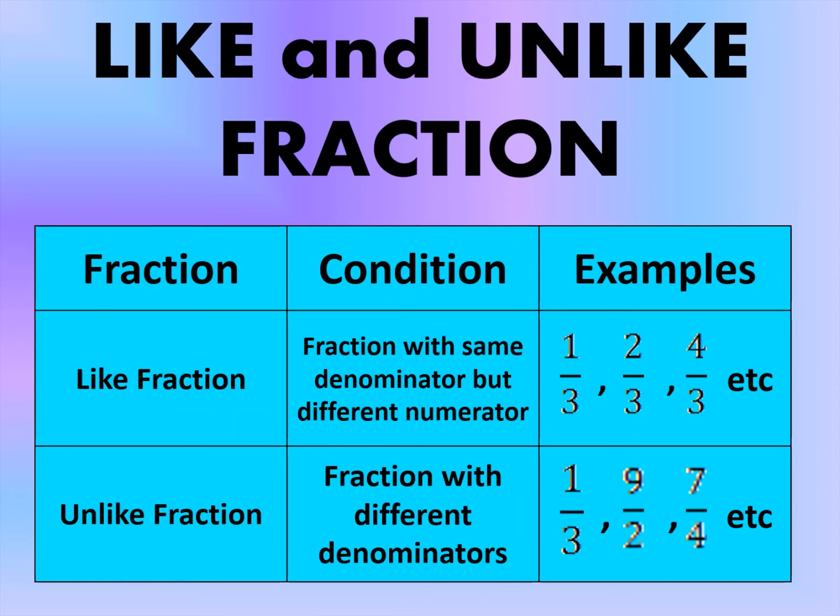That is like fractions. For unlike fractions, they are fractions with different denominators, as you can see in the examples given: 1 upon 3, 9 upon 2, 7 upon 4. The denominators are 3, 2 and 4. So these are different, so we shall call these unlike fractions. Hope students you are able to understand.